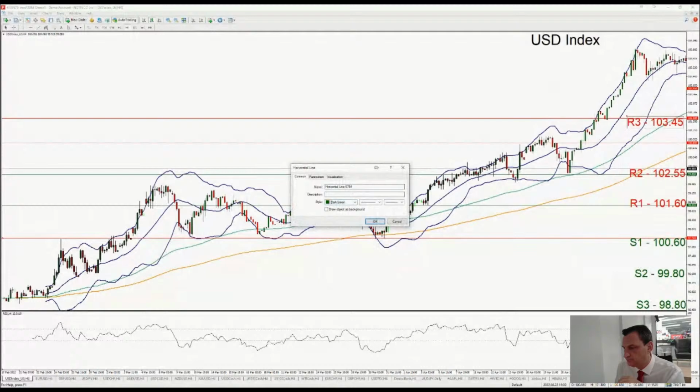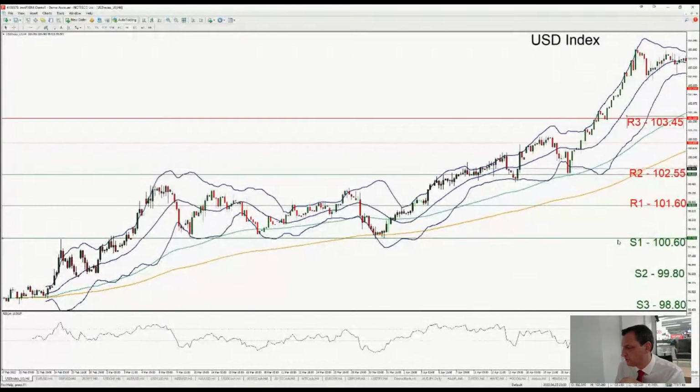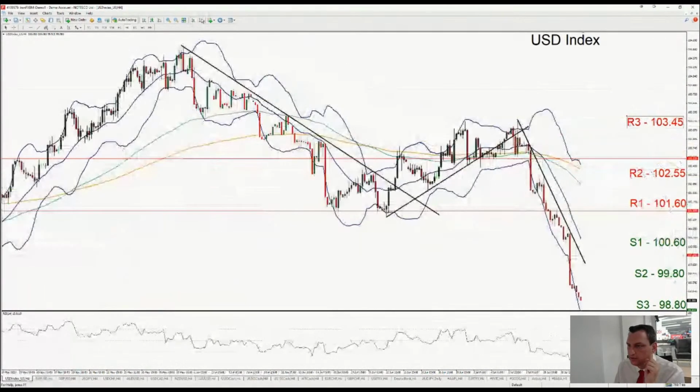In green, that would be the 97.75. Let's lock this in. And let's reposition, correct, and reposition also the labels.